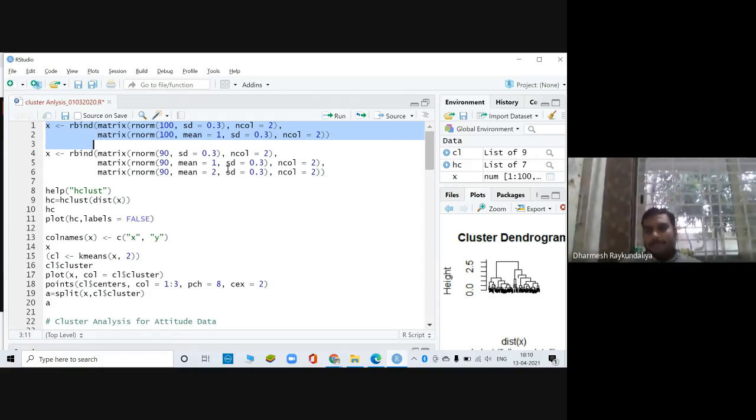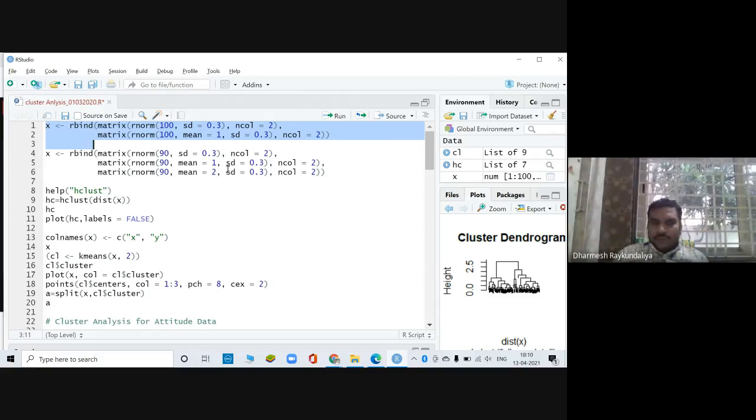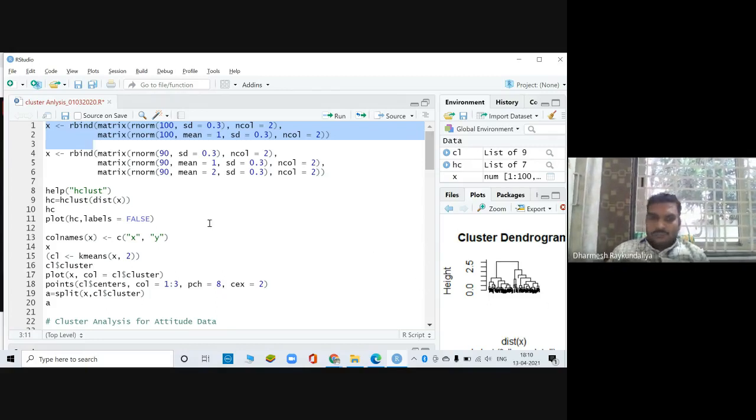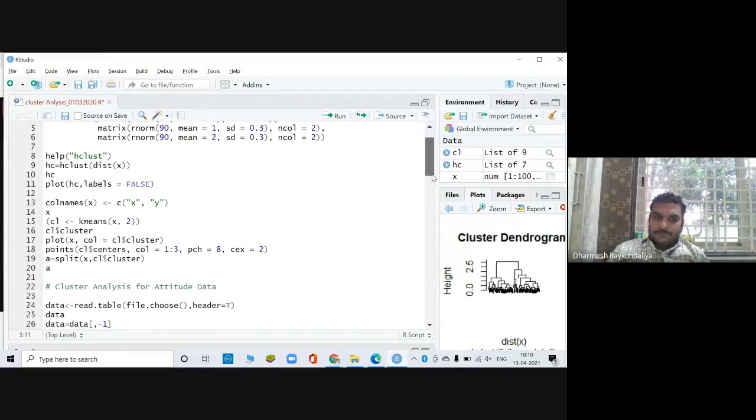The result I will get is separate, and that is what I have performed from the clustering analysis using hierarchical clustering. I observed the two clusters, and then I performed the k-means clustering and found their clusters, and then this, okay.